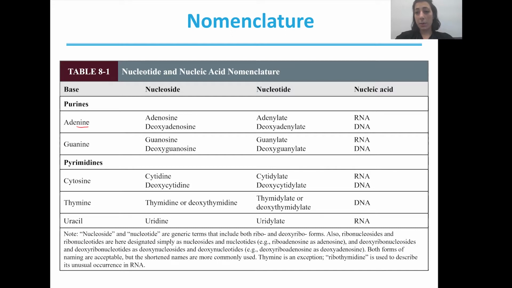You can see if we talk about the nucleoside, which does not have phosphate, we use the -sine ending, adenosine. And if we are talking about the nucleotide itself, that's with phosphate, we use adenylate. And this can also be, again, the whole thing can be named based on how many phosphates there are. So for example, if we did ATP, that would be adenosine triphosphate.